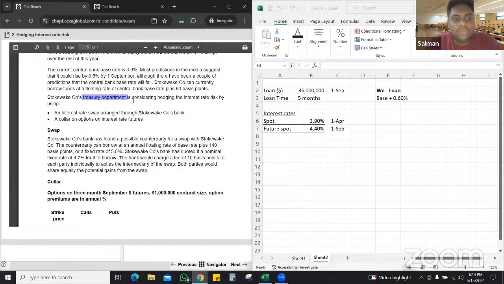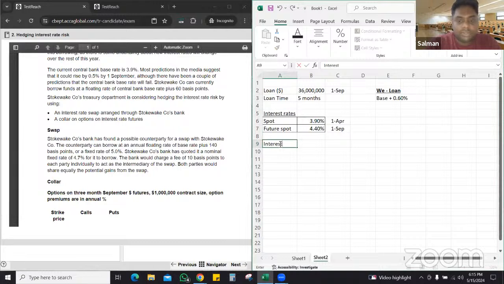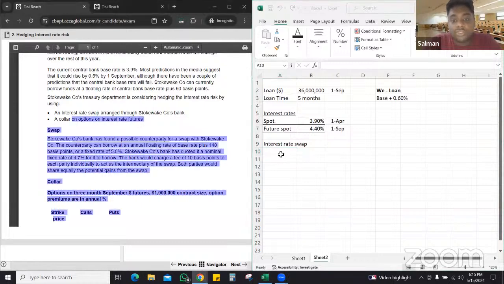Stockwave company's treasury department is considering hedging the interest rate risk by using, there are two methods, an interest rate swap arranged through Stockwave company's bank. So you might go for an interest rate swap, or a collar on options on interest rate futures.